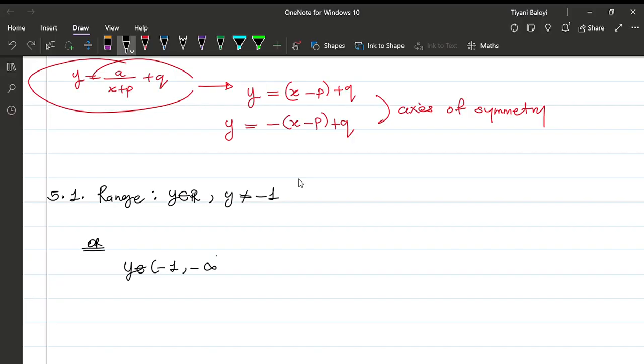or y is an element of (-1, ∞), right? It starts from -1 up to positive infinity. So this is the other part that's like this, right?